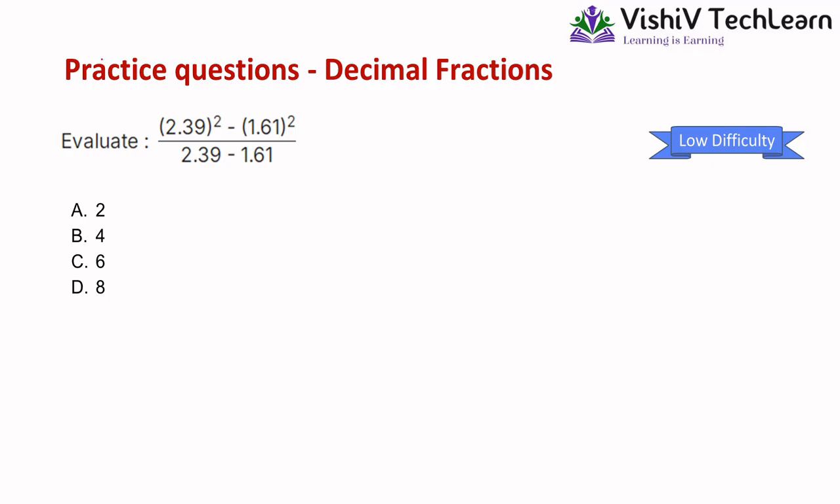In case of questions, here we have the decimal fraction question, a low difficulty level question. What is given? 2.39 whole square, or 2.39 square, minus 1.61 square, divided by 2.39 minus 1.61. Now here the similarity is this square and this number is the same.